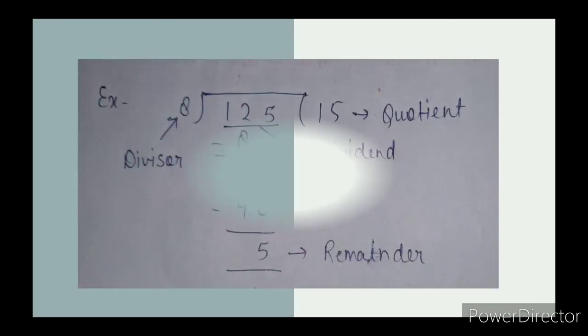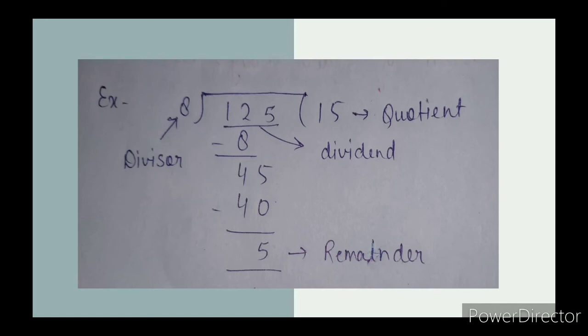Now let's see with an example. Here 125 is divided by 8 and gives you 15 as quotient. And here you see 5 is left after solving, so 5 is your remainder. You can see 125 is the number which is divided, so it is called the dividend, and 8 is the number by which we are dividing 125, so 8 is the divisor.